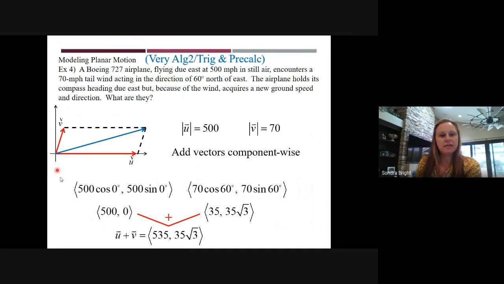So what is the x and y displacement for this vector? It would be 535 in the x direction, 35 times rad 3 in the y direction to get to this point right there for u plus v. All right, so that's its position of where this is right there.